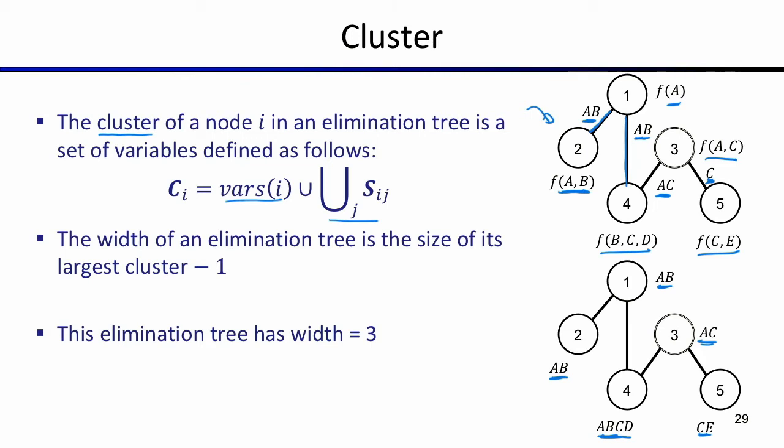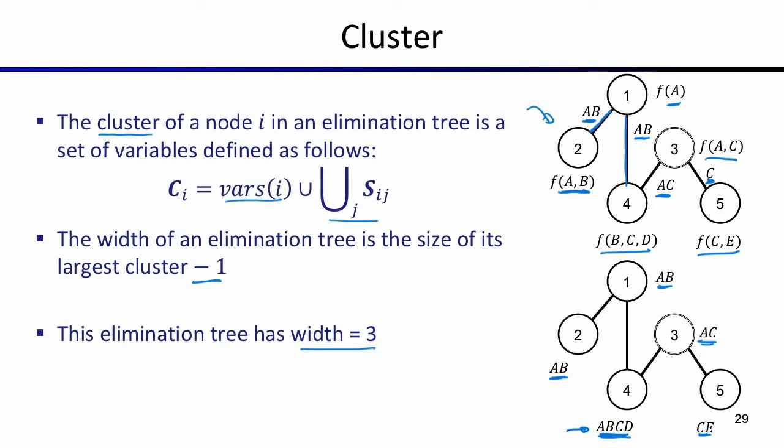So the largest cluster here is going to be this one. It has 4 variables and is going to have a width equal to 3. And you may ask yourself why it's 3 and not 4, because we have 4 variables here, and why we are defining the width as the size of the largest cluster minus 1.